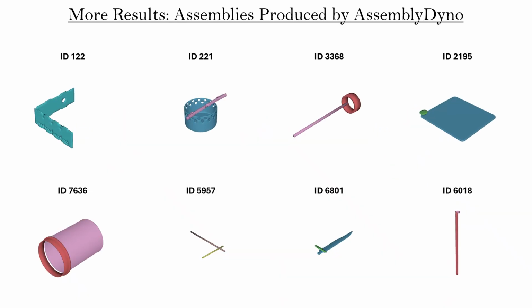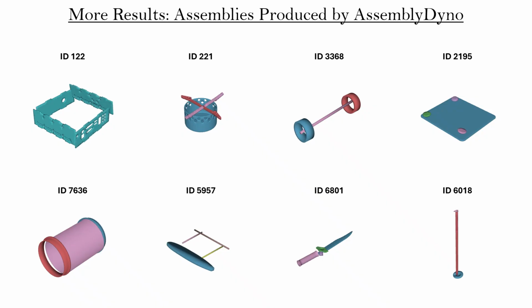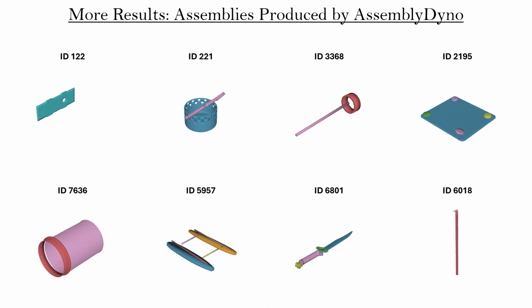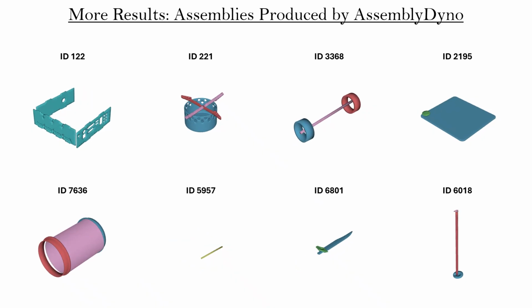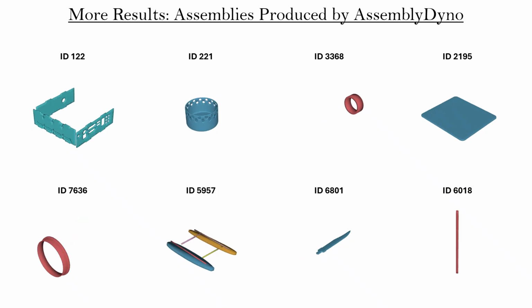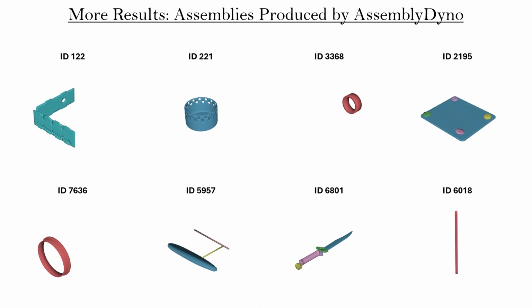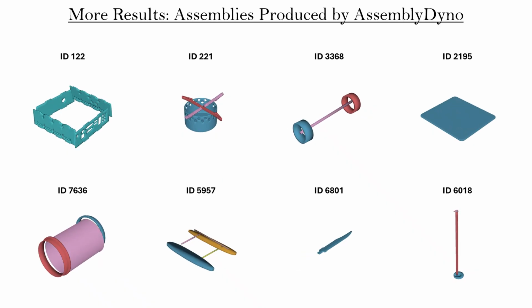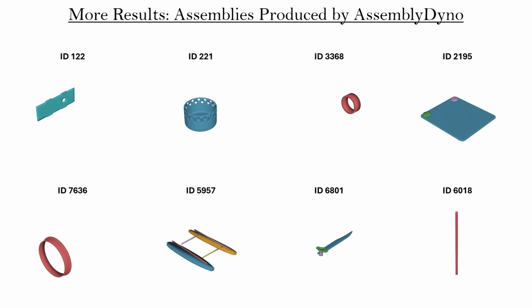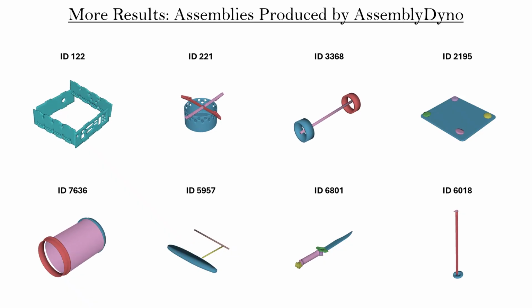Here are more examples of assemblies produced by AssemblyDyno. We showcase a broader set of qualitative results from our method. These examples demonstrate AssemblyDyno's ability to navigate complex geometries, interpret instructions, and generate smooth, realistic assembly motions across diverse cases.